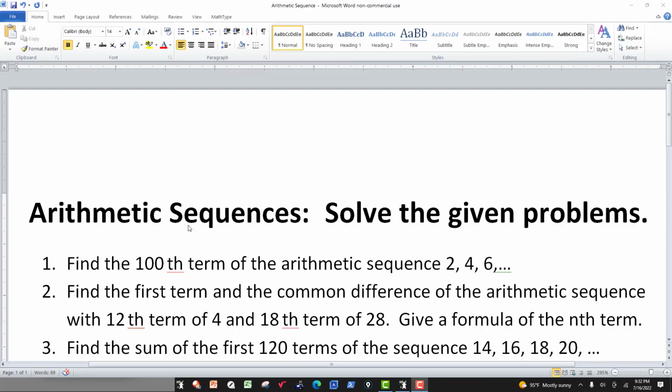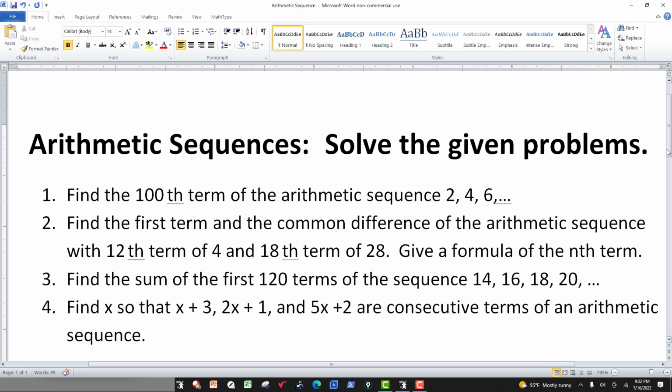In this video, we're looking at problems involving arithmetic sequences. So we have some problems for you to look at. 4 problems here. You want to pause the video and try these, and then I'll come back and work these out for you.